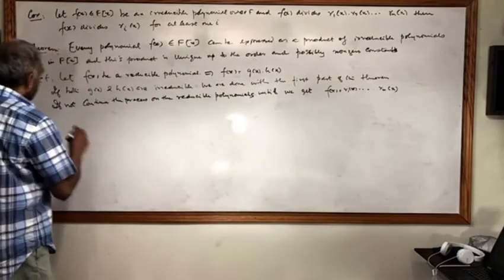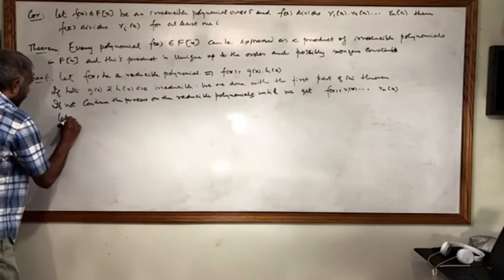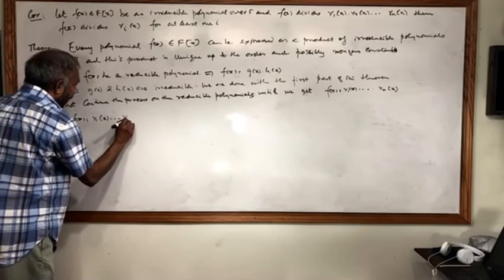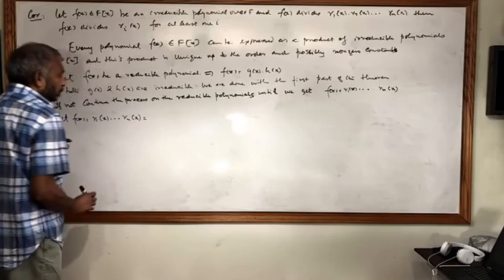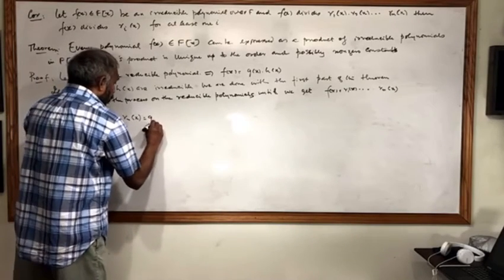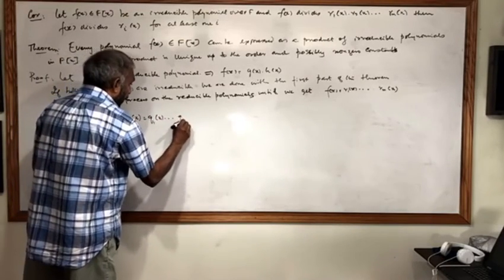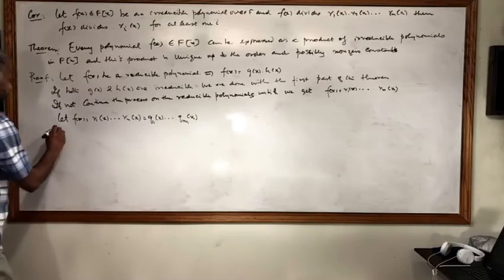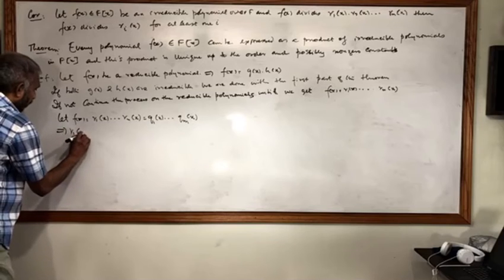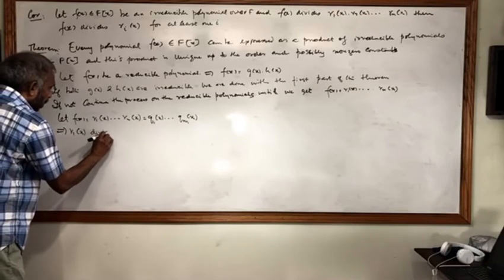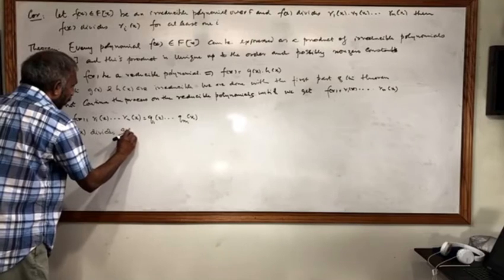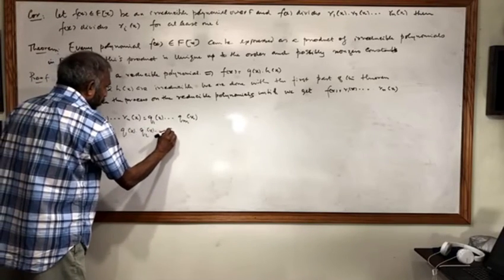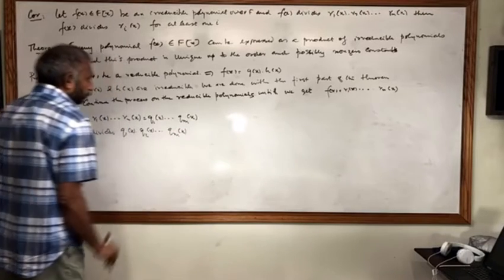Now for the uniqueness, let f of x is equal to r1 of x dash dash rn of x, and that is equal to, let us say, q1 of x dash dash qm of x. So this implies r1 of x divides q1 of x times q2 of x dash dash dash qm of x.